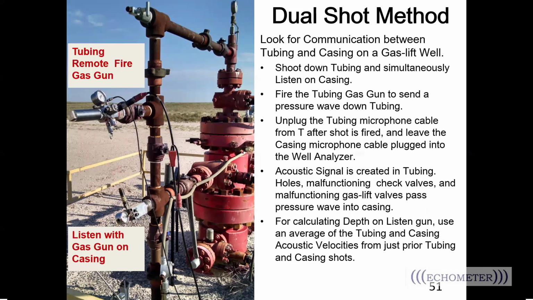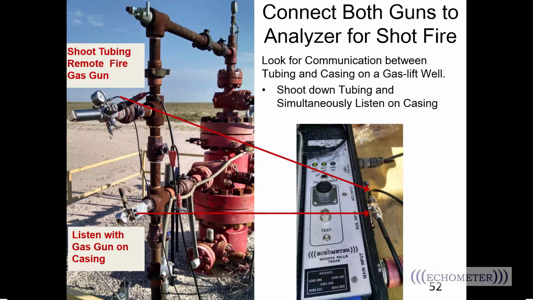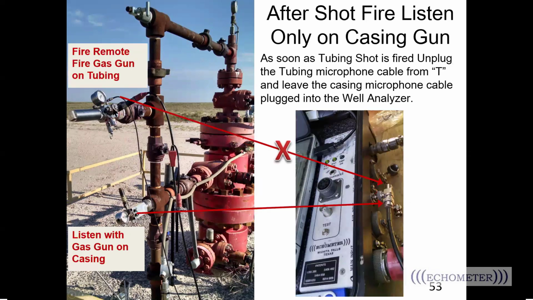All right, so let's step through this a little better. Here is the well analyzer, and there's a T here. Hooked up to the T, you've got the microphone cable from the remote fire gun and the microphone cable from the compact gas gun. As soon as that fluid level is shot, you're going to unplug the gun microphone cable. We just want the software to know that the shot has been fired. That's the whole purpose of leaving that plugged in and then immediately unplugging that.